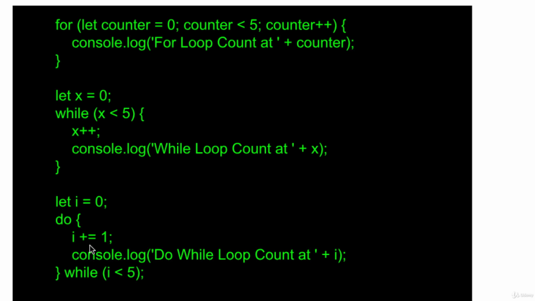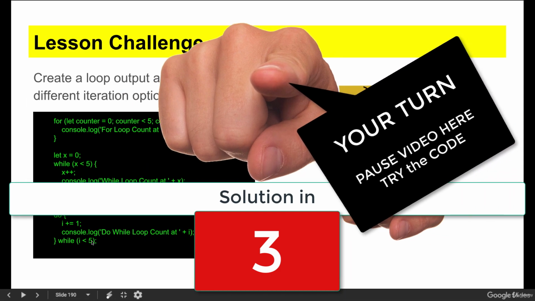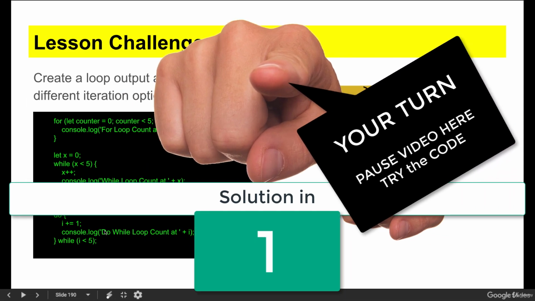As well, we've got the do while loop. We're setting the value of i to 0, incrementing i by 1, and then doing this while i is less than 5.